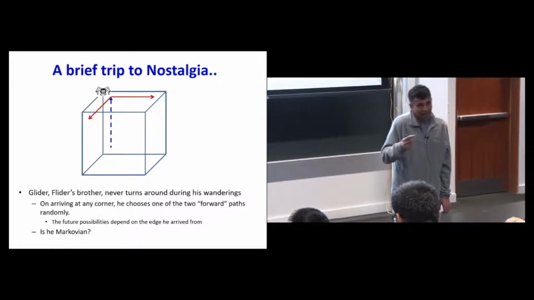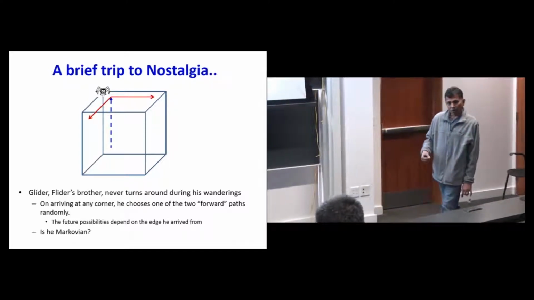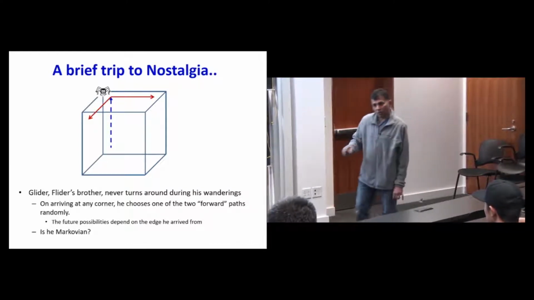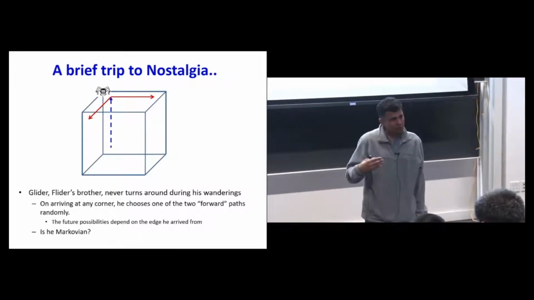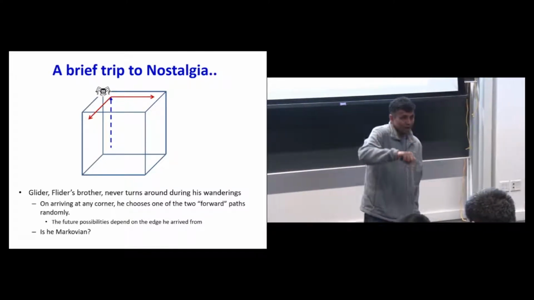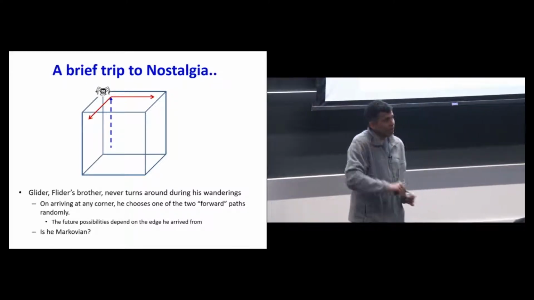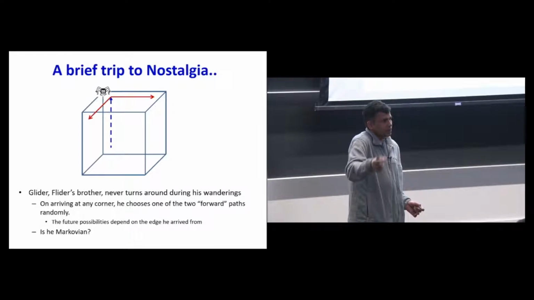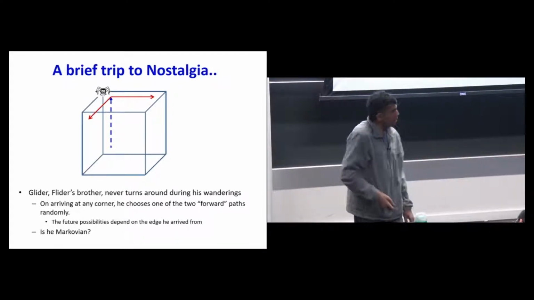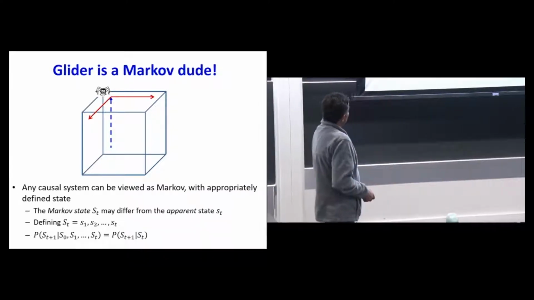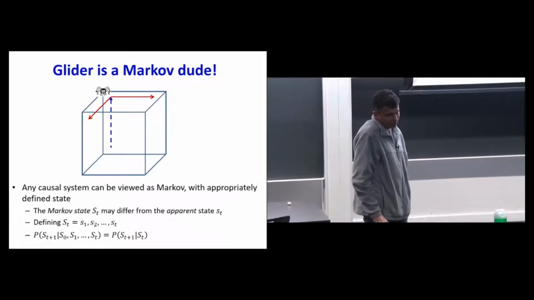So what this means is that I can just group my past more and more. And as the process begins to refer more and more to what happened in the history, what happened in the past in terms of time, I can redefine my state as something that includes everything that must be considered in deciding the future. And now the whole process is still Markov. So in that sense, any causal system can be viewed as Markov with an appropriately defined state.